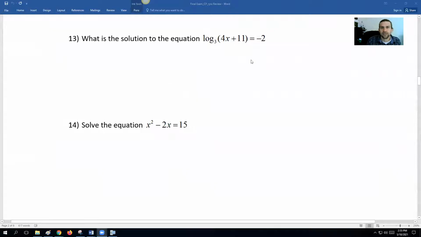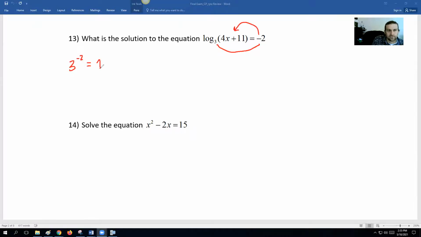All right, so we're going to use that loop and swoop to help us out here. If we have log base 3 of 4x plus 11 equals -2, we can loop and swoop to set up our equation of 3 to the -2 power equals 4x plus 11. All right, 3 to the -2 power, that's 1/9. So if we subtract 1/9 minus 11, oh God, that's going to be low. That would be -98/9.